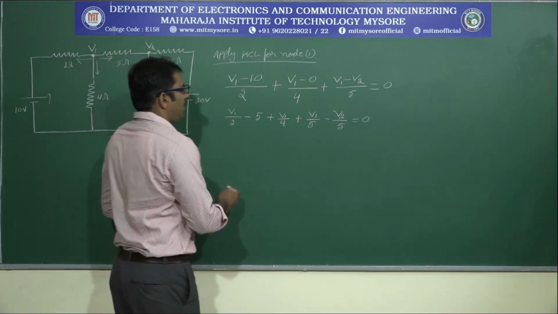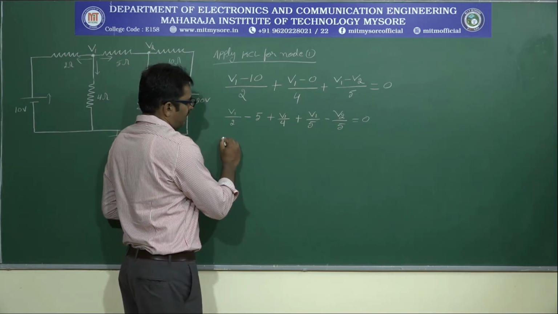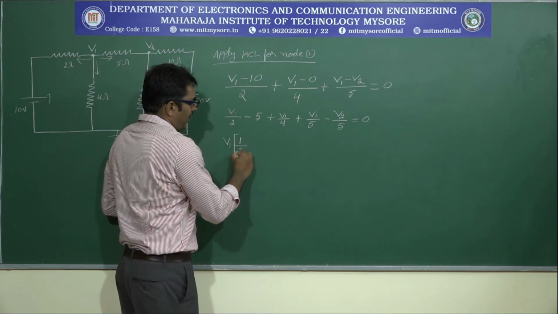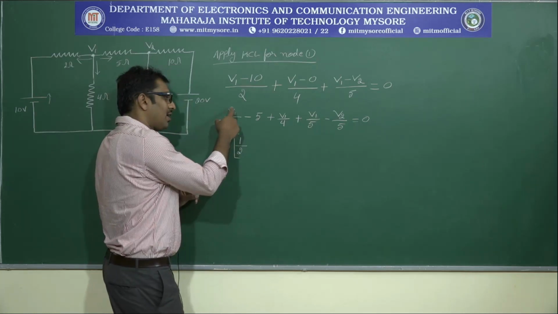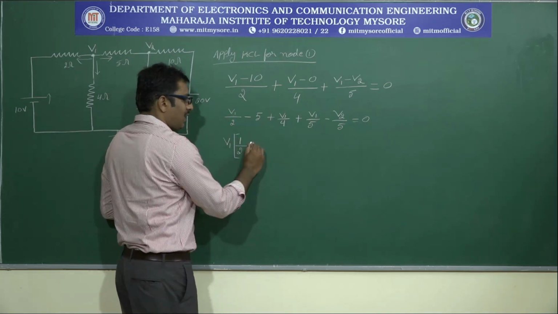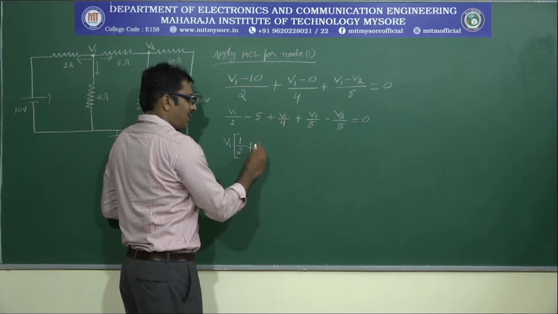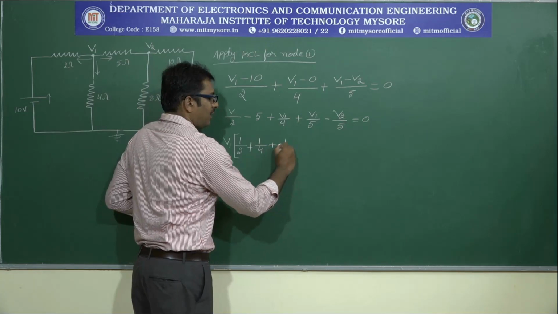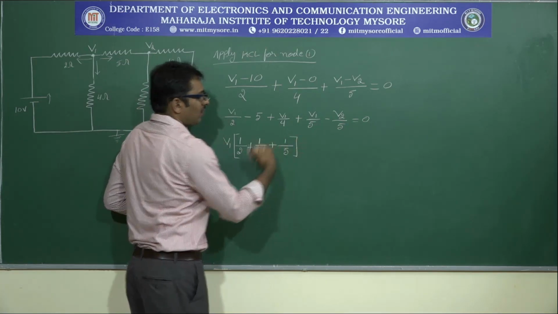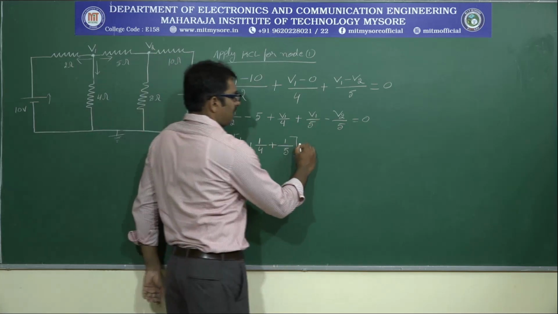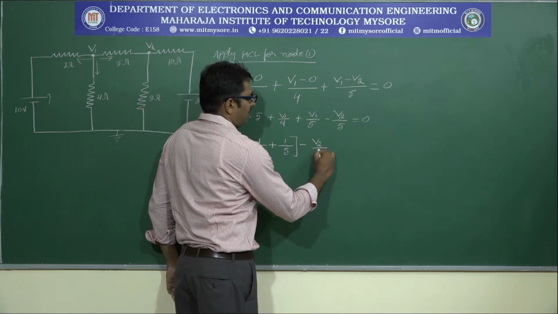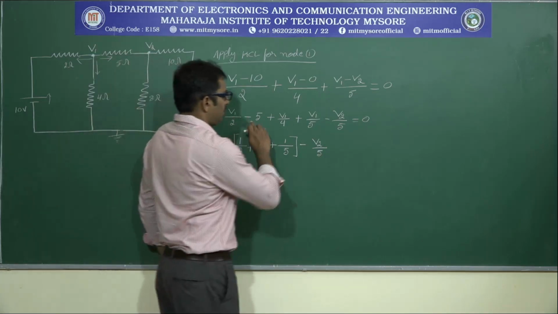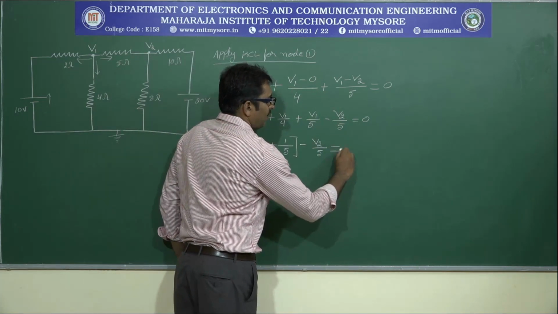Next, just group the V1 factors. First, let me take V1 as a common factor. 1 divided by 2, V1 as a common factor. The remaining part is 1 divided by 2. Similarly, plus 1 divided by 4 plus 1 divided by 5. Okay. Next, minus V2 divided by 5. Then what is the remaining term? That is 5. So, minus comes to our right side, plus 5.